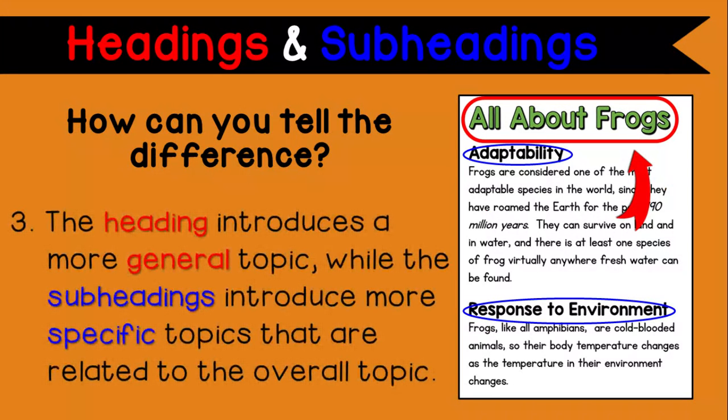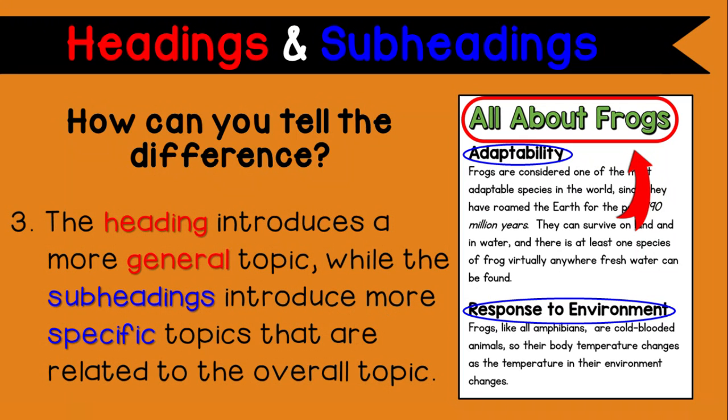So how can you tell the difference? Well, the heading introduces a more general topic, such as all about frogs, right? Frogs is a pretty broad subject, while the subheading introduces more specific topics that are related to your heading, right? So that's related to that general topic. So it's all about frogs, right? But then our subheadings are still about frogs, but more specific on one key detail or one type of thing. It just gets a little more specific.